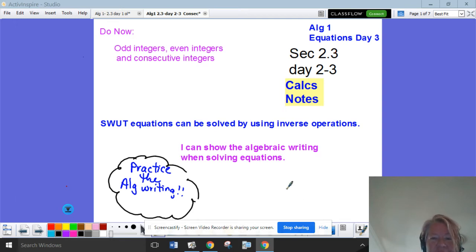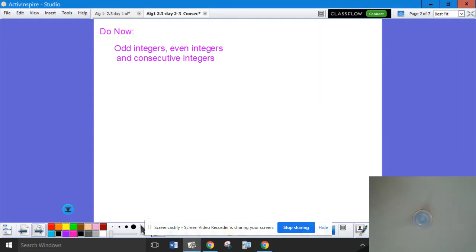Okay, let's see if we can make this work today and see if we can get a video done and get you guys moving on some more inverse operations with algebraic writing. So today we're going to be focusing on consecutive integers and clearing fractions. Hopefully you're pretty good at solving equations, combining like terms, and thinking about inverse operations at this point. We are going to start with a quick review on odd integers, even integers, and consecutive integers, and then how those play into equations.